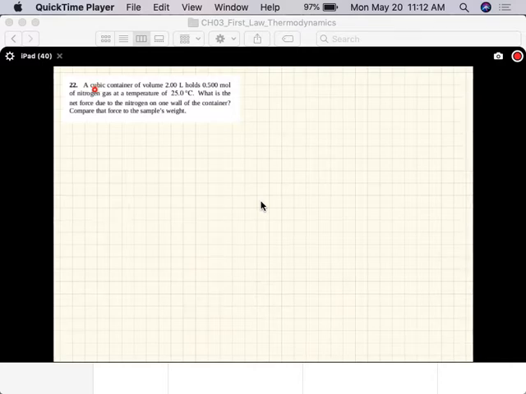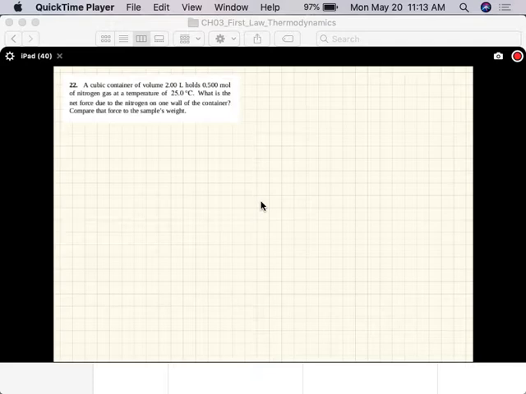So this problem says a cubic container of volume 2 liters. 2 liters is, hold your glass up please, twice that. That's a liter. Okay. So 2 liters hold 0.5 moles of nitrogen gas at 25 degrees Celsius. 0.5 moles meaning how many molecules there are?